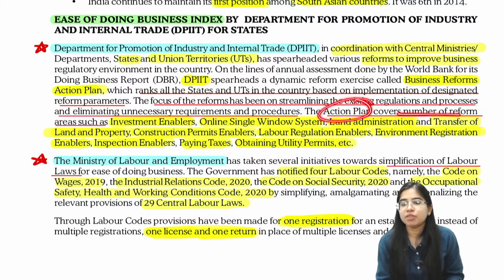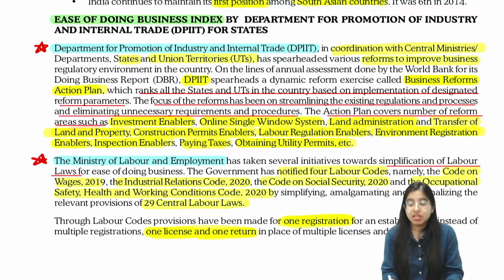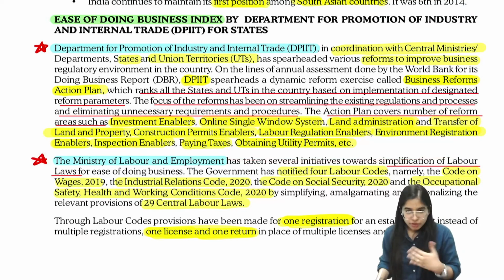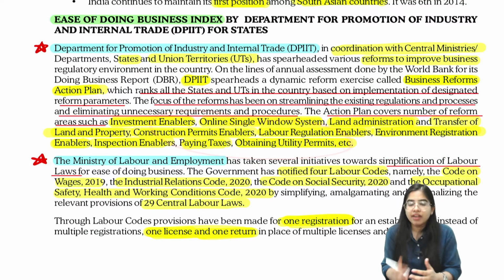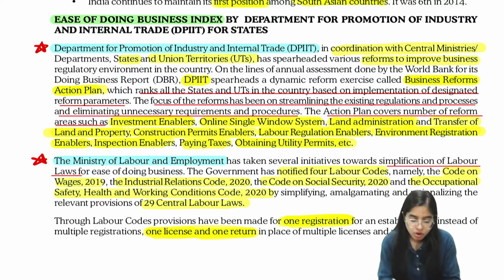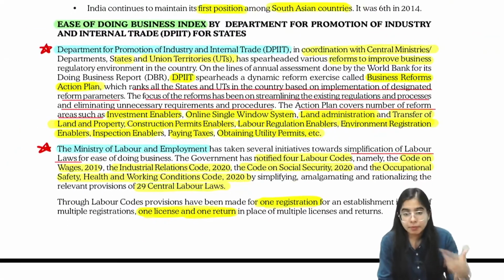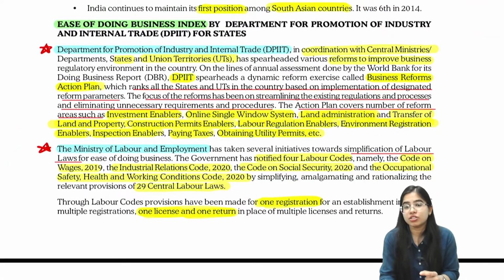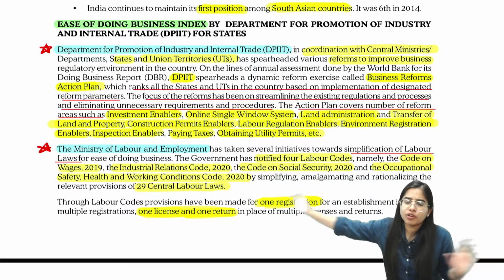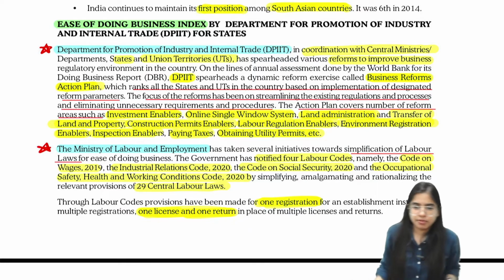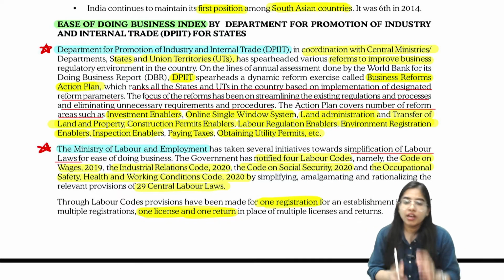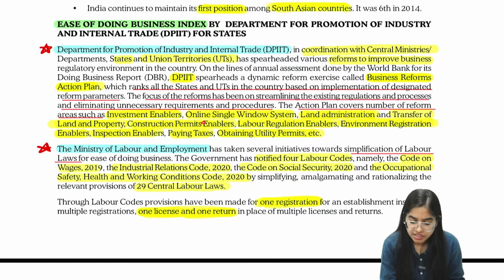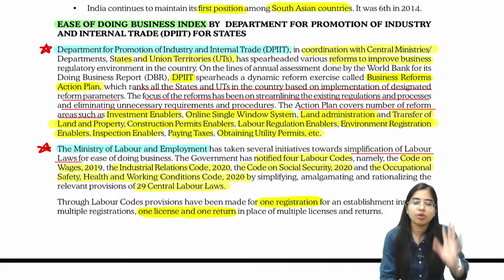This particular action plan covers a lot of reform areas. In this action plan, our main motive was to review all these laws and make them more user friendly, like investor friendly, people friendly. For example, investment enablers, how people can get investment. Online single window system means a single website for everything. Earlier there were a lot of different government websites. For this thing you have to go to this website, for that thing you have to go to another website. Nowadays government is focusing on a single window system, where you can get all the services.